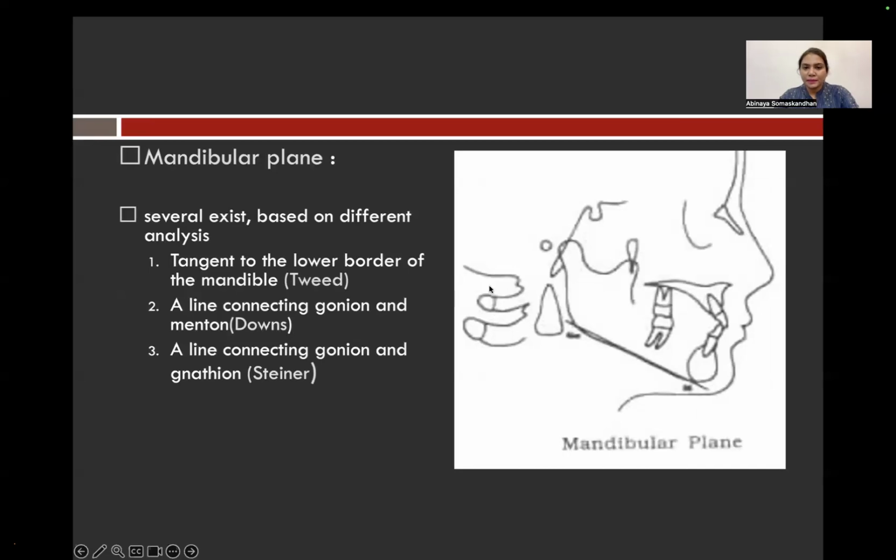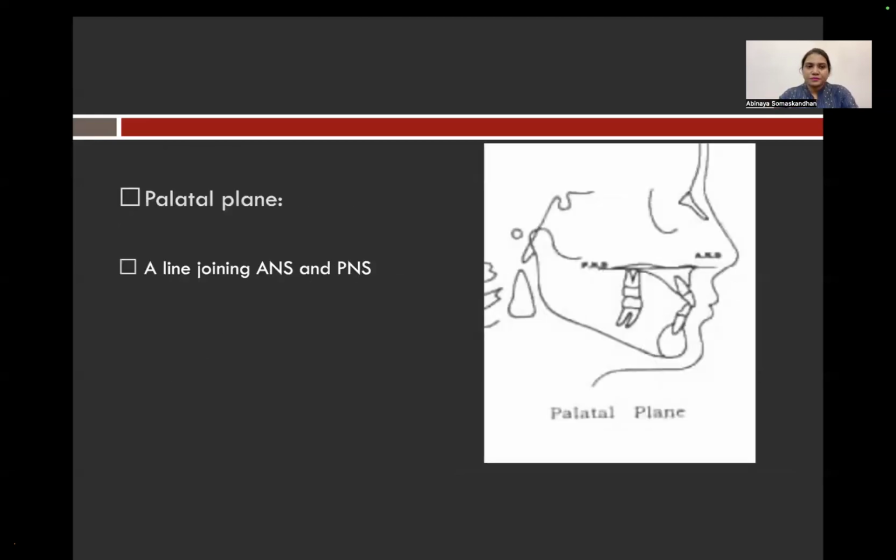Next is the mandibular plane. There are several different analyses which use different mandibular planes for reference. The first one is going to be tangent to the lower border of the mandible. This is used in Tweed's analysis. And in Downs analysis, the mandibular plane consists of the line connecting between the gonion and menton. In Steiner's analysis, this represents a line connecting the gonion and gnathion. So depending on the analysis, the mandibular plane will also slightly differ.